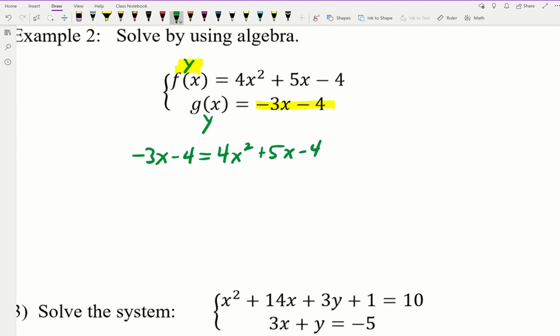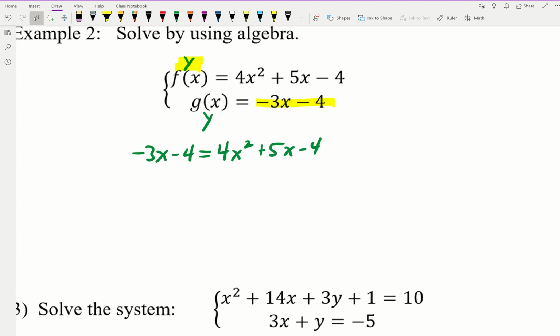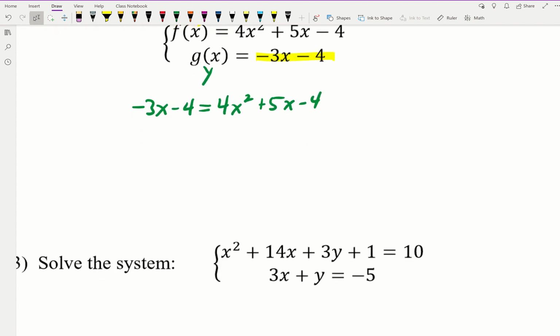Guys, I would suggest you pause the video and try to solve this on your own first, and then come back and watch it. All right, from here, when there's more than one term with a variable, I'm going to set it equal to 0. So I'm going to put the 0 on my left. The 4x squared is going to stay the same. We can add 3x to 5x to get 8x, and we can add 4 to negative 4 to get 0.